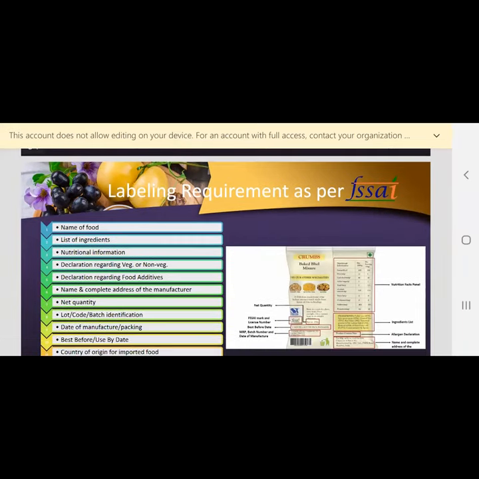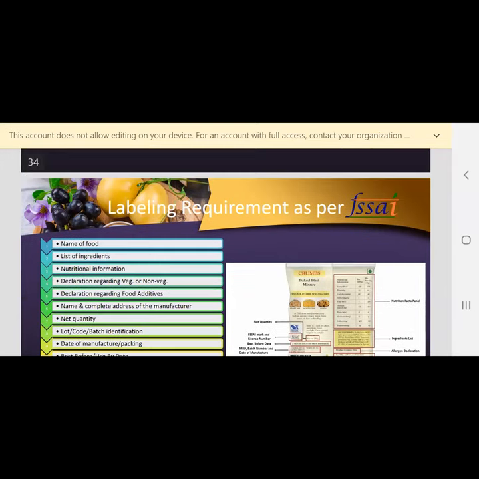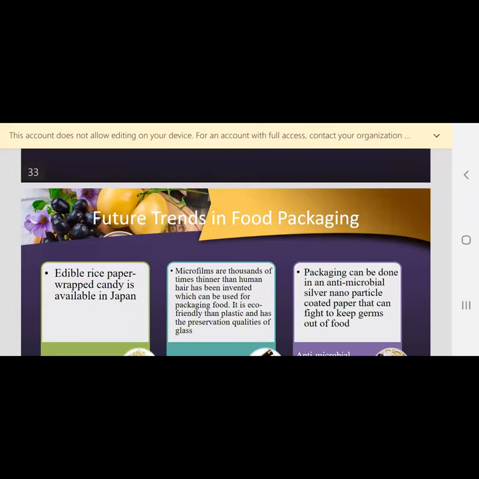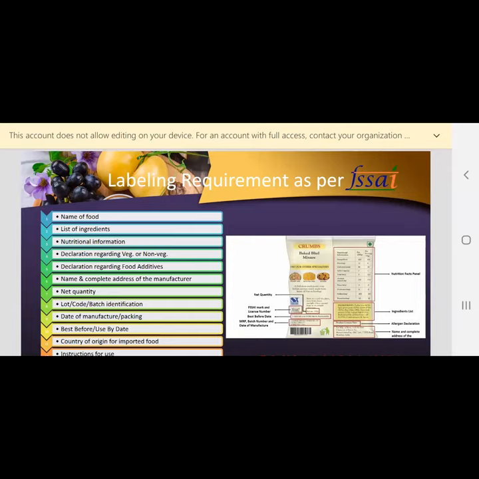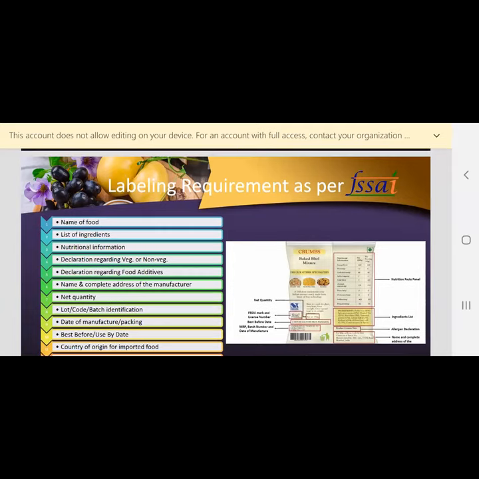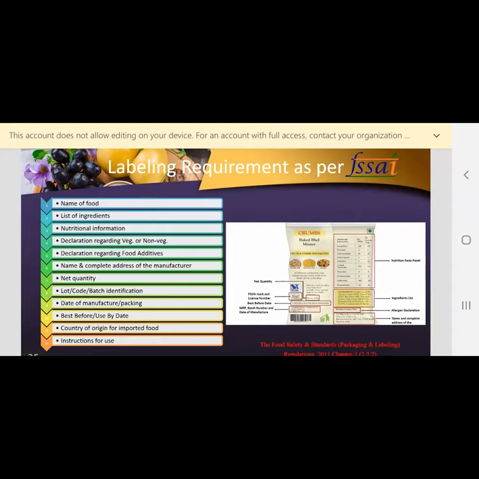In this labeling requirement as per FSSAI for food packaging. In the previous slide, I mentioned the labeling requirement as transmission of information, which is an attribute of packaging. So now it is the question about the labeling requirement as per FSSAI. The labeling requirement is very much needed for FSSAI as per our Indian standard guideline. That is the 12 things we need to understand.